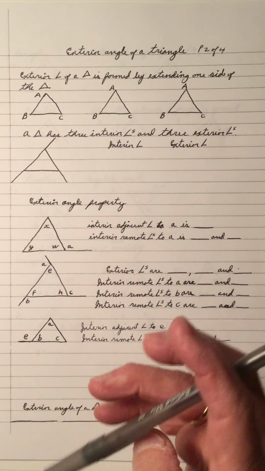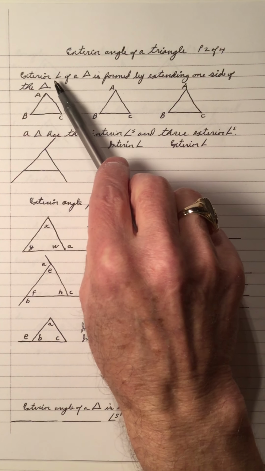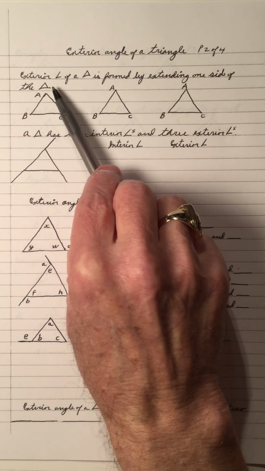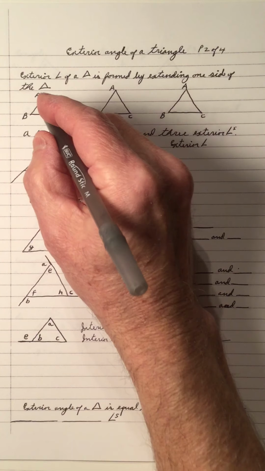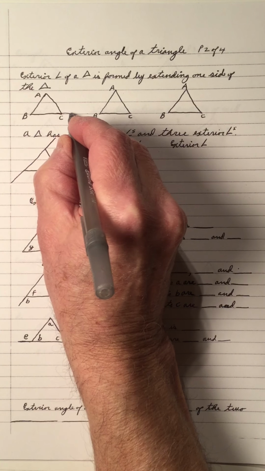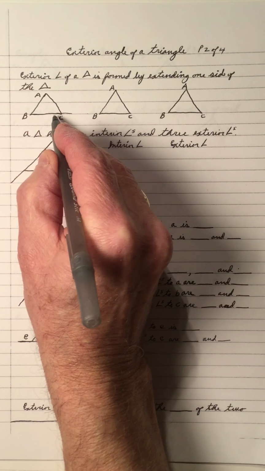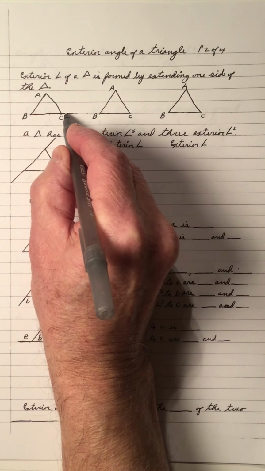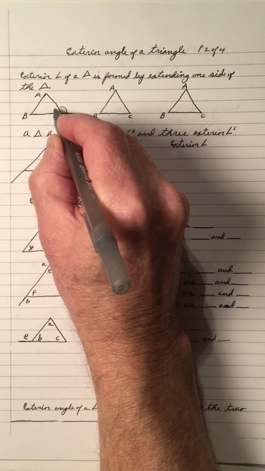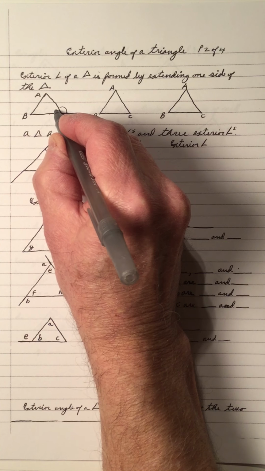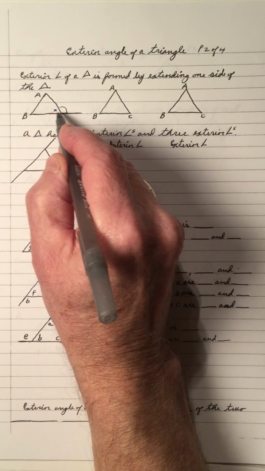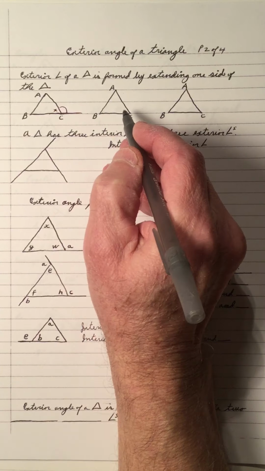Exterior angle of a triangle. An exterior angle of a triangle is formed by extending one of the sides of the triangle. So if I take angle C and extend BC out to the right, then at C, this is the exterior angle, because the angle inside here, marked with an X, is the interior angle. An exterior angle and an interior angle form a straight line.